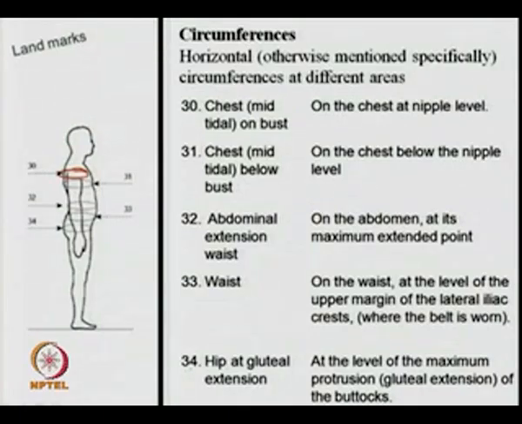And 34 hip at gluteal extension. Gluteal extension means where the maximum mass of the buttock is, at the level of the maximum protrusion of the buttocks.